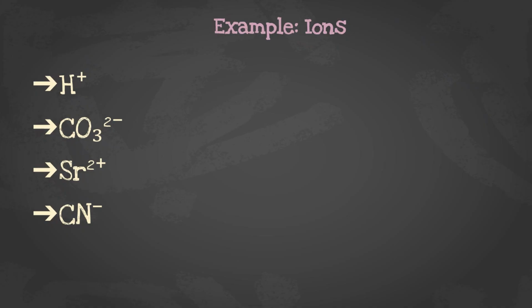So here are some examples. Hydrogen plus, is that a cation or an anion? It's a cation because it's positively charged. CO3 2 minus, is that a cation or an anion? It's an anion because it's negatively charged. Sr2 plus, is that a cation or an anion? It's a cation because it's positively charged. And then CN minus, is that a cation or an anion? It's an anion because it's negatively charged.